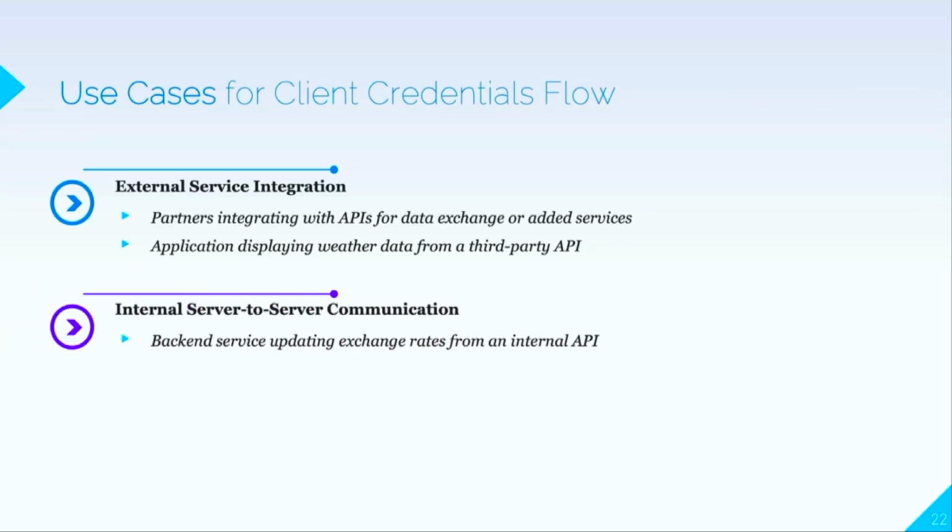Moving on, another common scenario for this flow is internal server-to-server communication. Sometimes internal services need to communicate directly to support backend operations and data sharing within the organization. For instance, a backend service might use an internal API to update exchange rates, or a reporting tool might pull data from multiple internal services to generate insights.